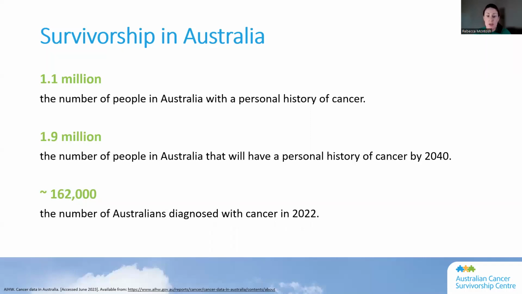In 2022 alone, it was estimated that 162,000 people were diagnosed with cancer. This increase in cancer survivorship is largely influenced by medical treatments and improvements in screening, diagnoses and treatments of cancer, as well as increased life expectancies as we live longer. Hence, there is a growing importance of survivorship care as more and more Australians are predicted to be living with cancer in the years to come.